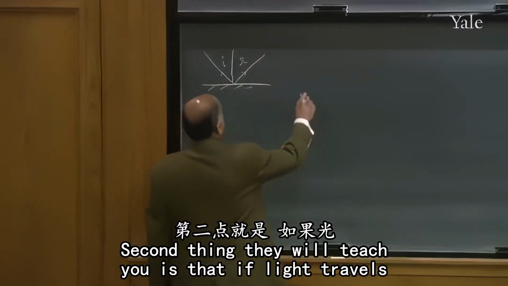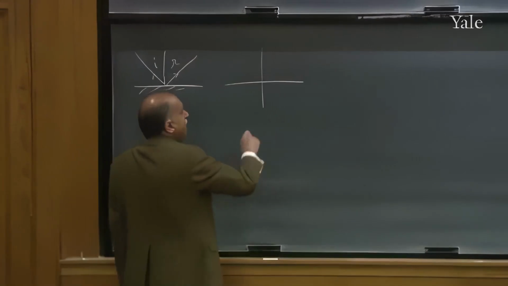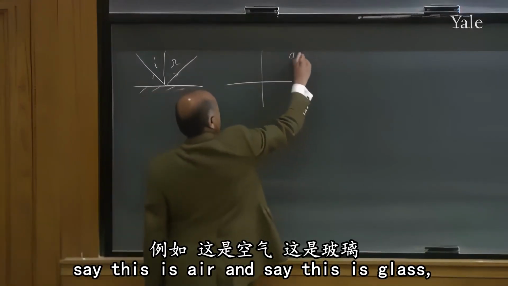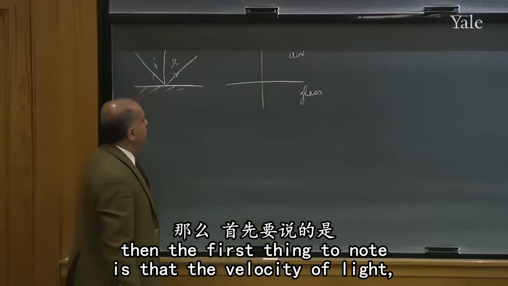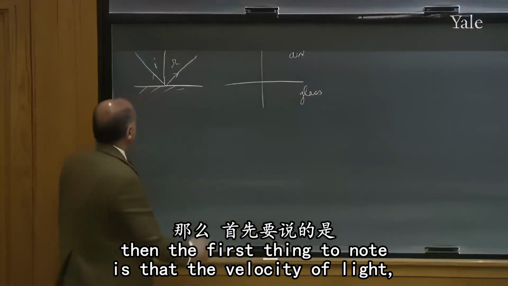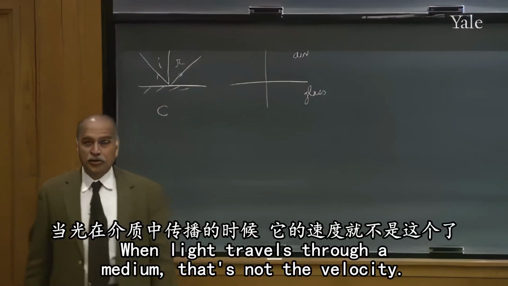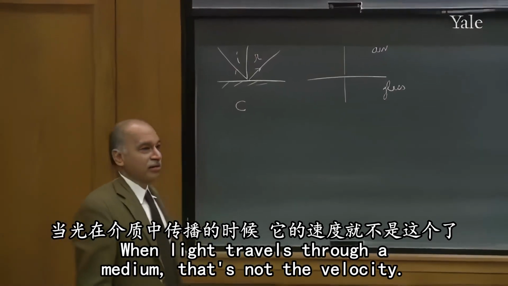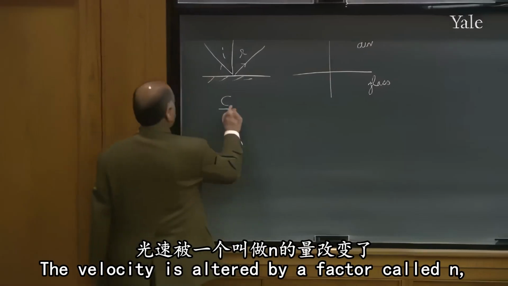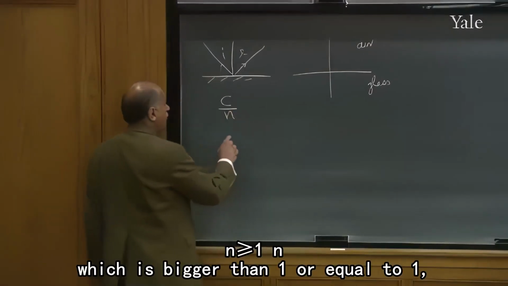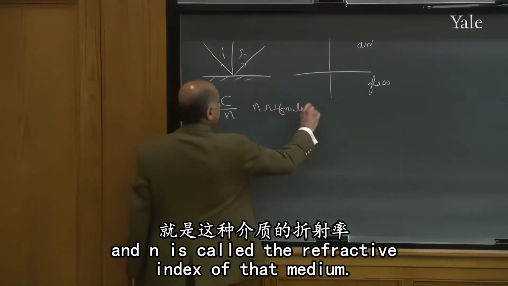The second thing they will teach you is that if light travels from one medium to another, say this is air and this is glass, then the first thing to note is that c is the velocity of light in vacuum. When light travels through a medium, that's not the velocity. The velocity is altered by a factor called n, which is bigger than or equal to 1, and n is called the refractive index of that medium.